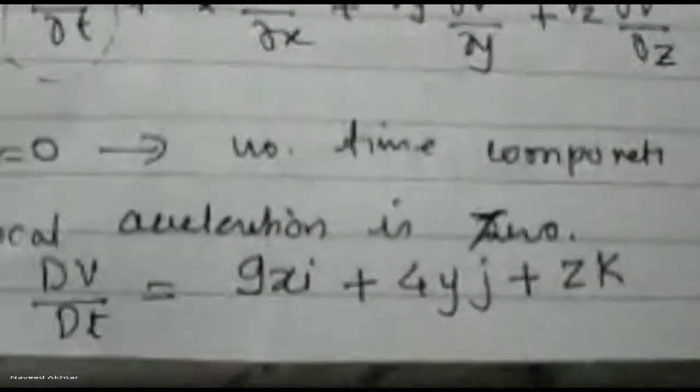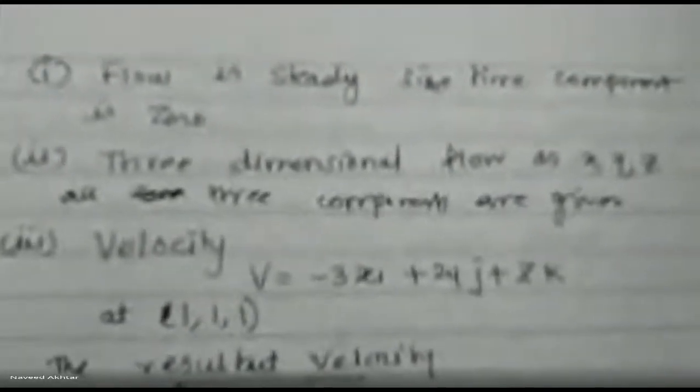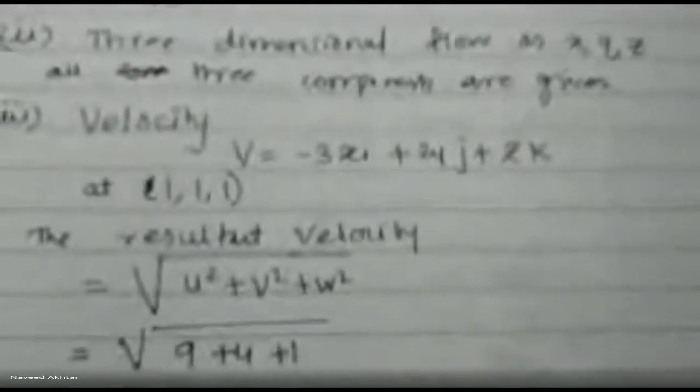This is the convective acceleration, right? The flow is three-dimensional. Why is the flow three-dimensional? Because the velocity components in x, y, and z, all three, are given. It means that the flow is three-dimensional. Now we know the velocity: V is equal to minus 3x i plus 2y j plus z k.